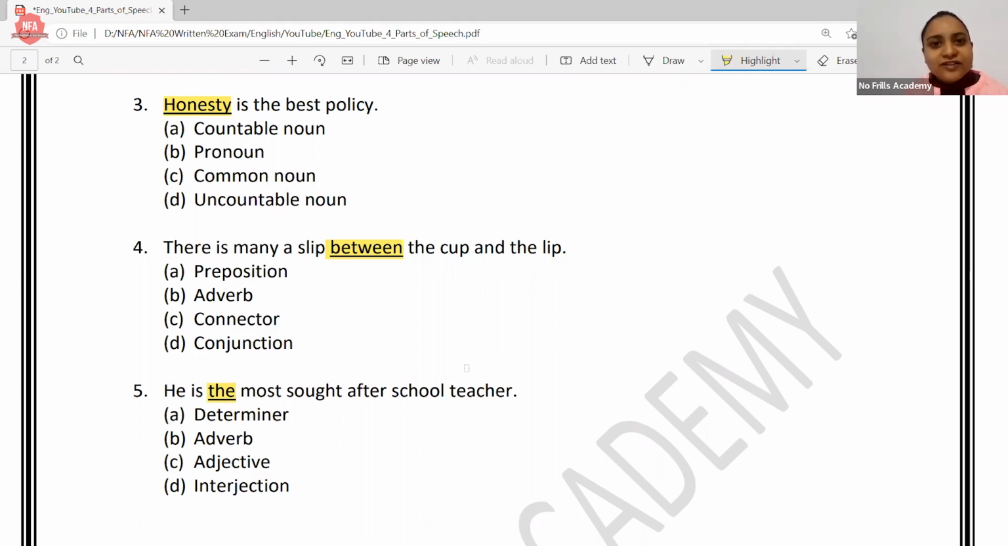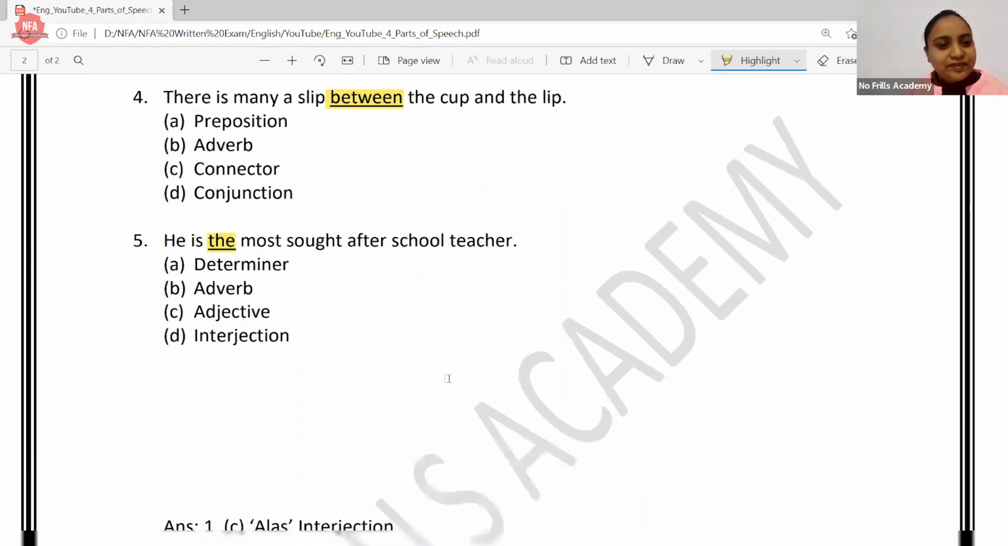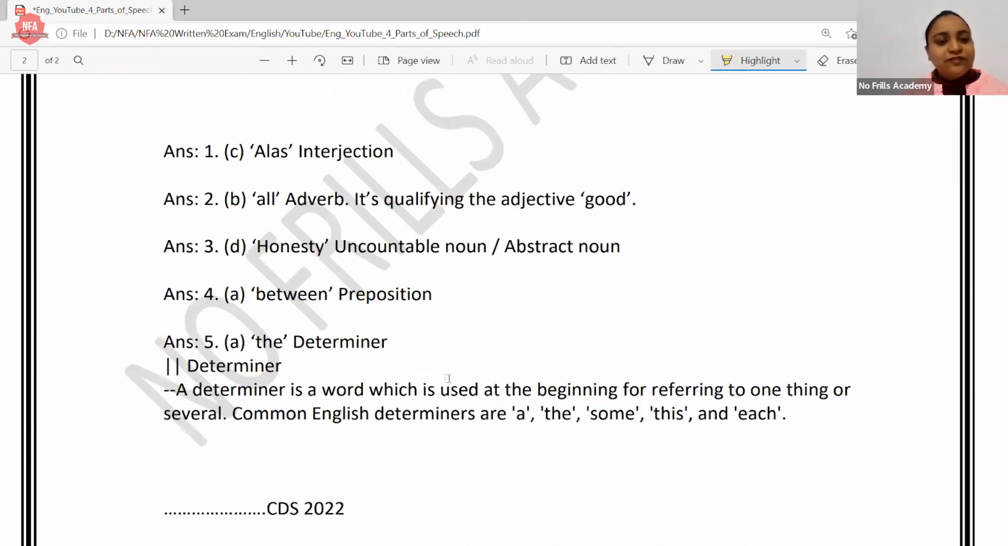I hope you have marked your answers. Keep noting them down in a notebook, or keep a special notebook for solving English MCQs. That would be better. Check your answers. In the first question, alas is an interjection. Next, all good things in life. That all was qualifying the adjective good. Honesty is an uncountable noun or abstract noun, more specifically abstract noun. Fourth was between. Between, we have seen in the preposition and conjunction chapter, is a preposition.